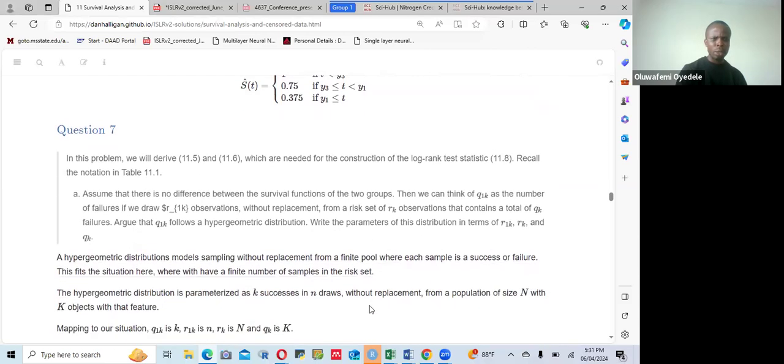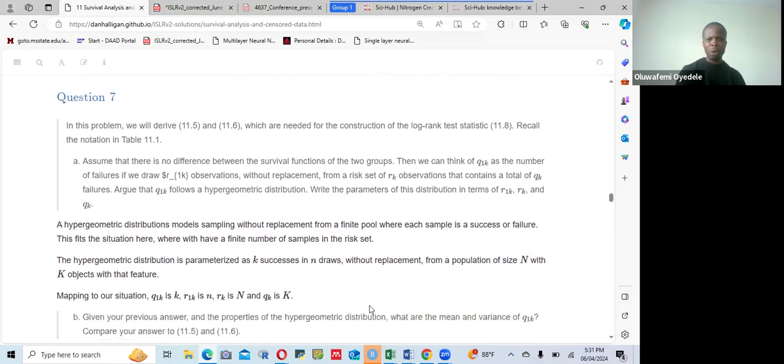Question 7. In this problem, we should derive 11.5 and 11.6, which are needed for the construction of the log rank test statistic. And we should recall the notation in Table 11.1. So here we assume that there is no difference between the survival functions of the two groups, then we can think of q1k as a number of failures if we draw this curve.